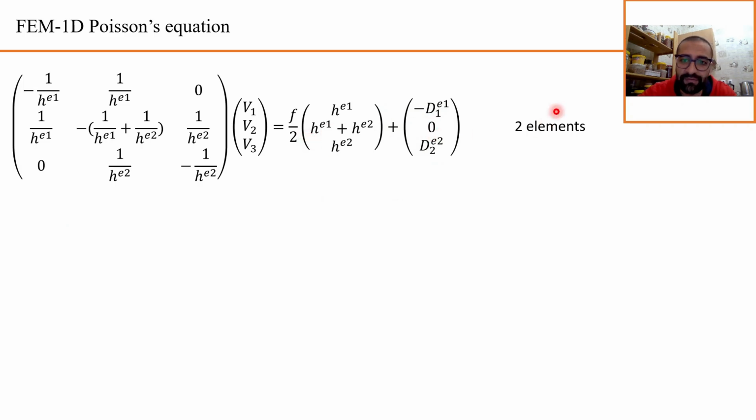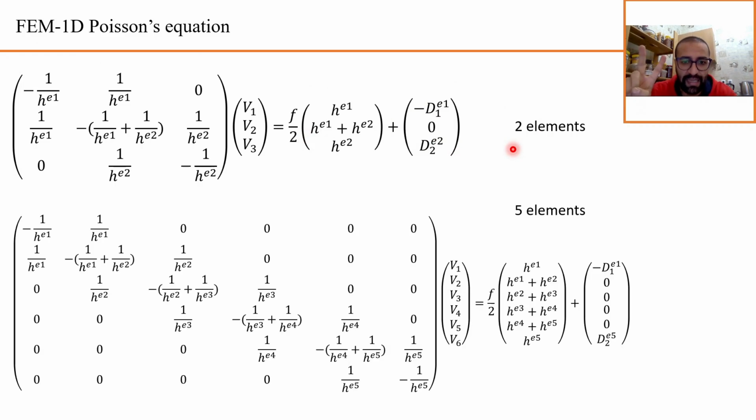We derived this matrix form of the system of equations only for 2 elements. If we repeat it for a larger number of elements, like what I did for 5 elements, you can easily show that this matrix will be like this. What is changed here, you can imagine that this central part can be expanded. When we have 2 elements, we have the summation of the inverse of delta x for elements 1 and 2 here.